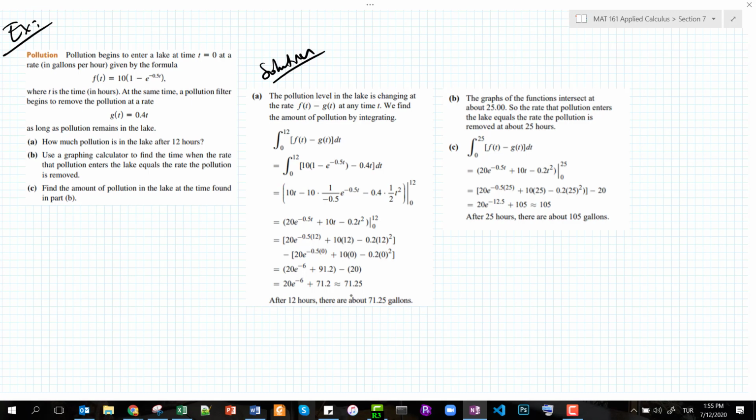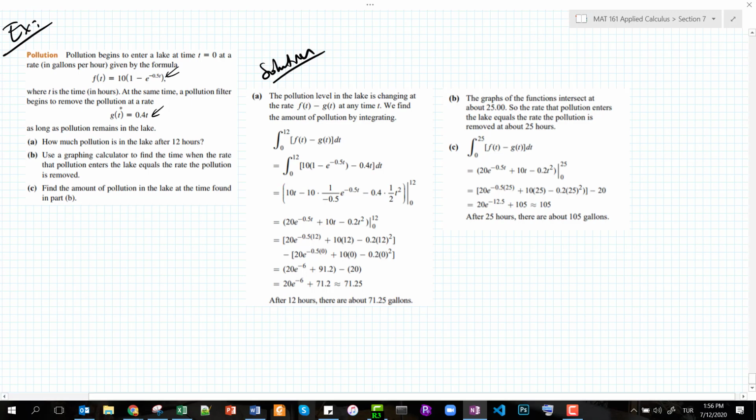This is a pollution problem, and we are being asked how effective the pollution filter is, or can we calculate the amount of the pollution in a lake or some other places? Look at it. As long as you know the rate of the pollution and the pollution filter cleaning rate, let's say, the filter tries to remove the pollution at this rate.